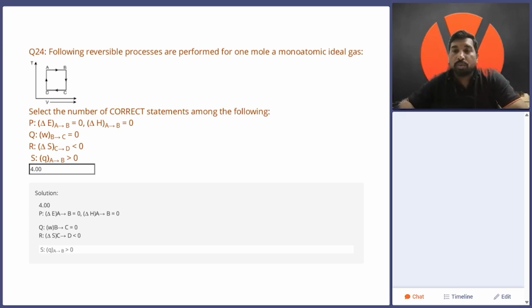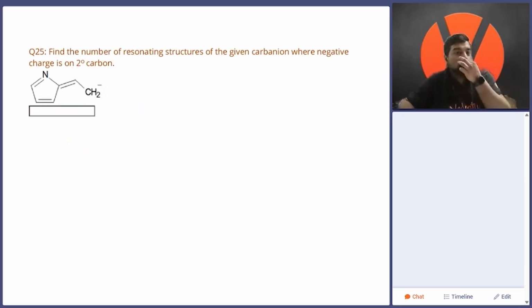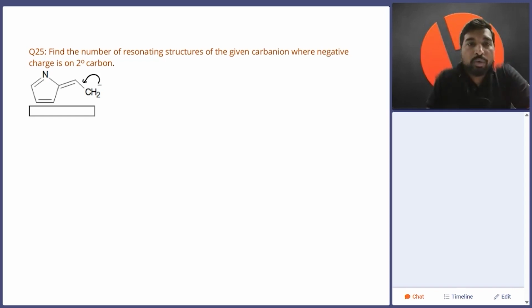Now this is question number 24. We will discuss question number 25. Question number 25 says, find the number of resonating structures of the given carbanion where the negative charge is on a 2-degree carbon. So for this question, we need to draw all the resonating structures for the given ion. Now this bond is going to break like this.